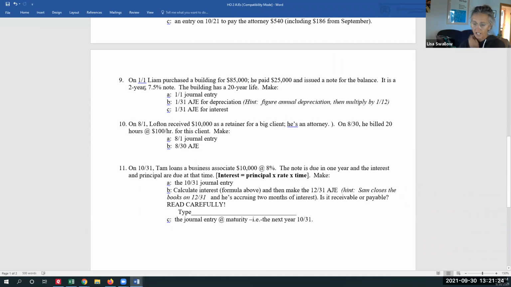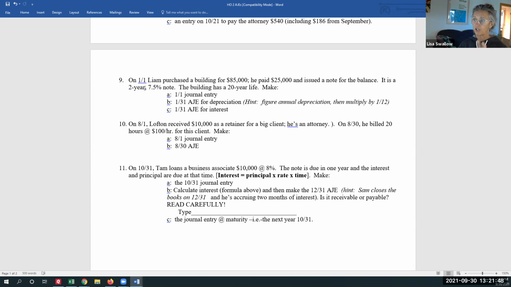So on January 1st, Liam purchased a building for 85 grand. He paid 25,000 in cash and issued a note for the balance. It is a 2-year, 7.5% note. And the building has a 20-year life. So there's a lot of things going on here. He's bought the building. That's just a regular old transaction.